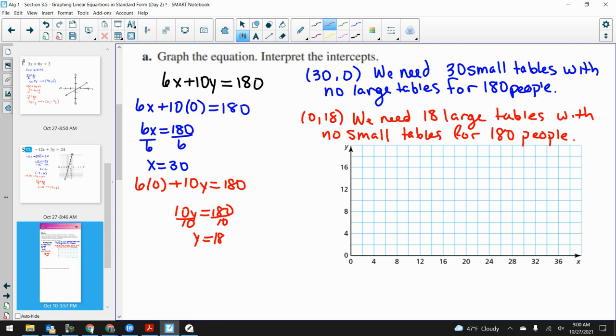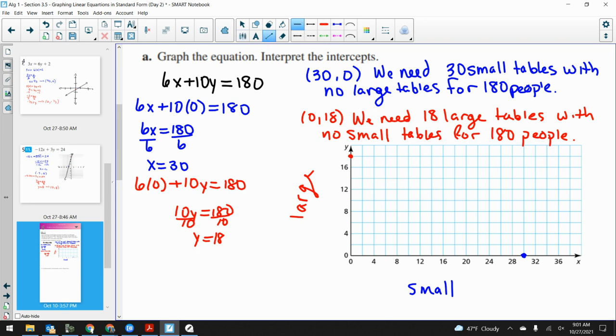Are there any labels on my axes? No. We should label them. What's my x-axis label? Small tables. And my y is large tables. All right, so small tables is 30, going up by 2s here. Large tables is 18, going up by 2s on that as well.